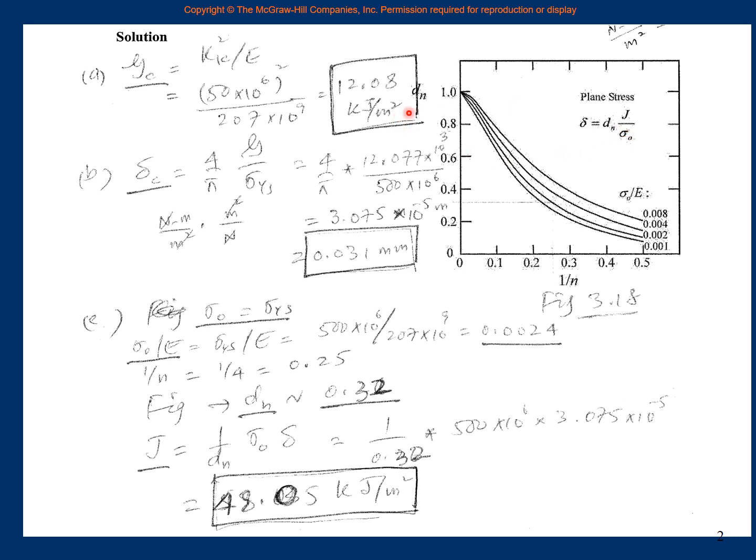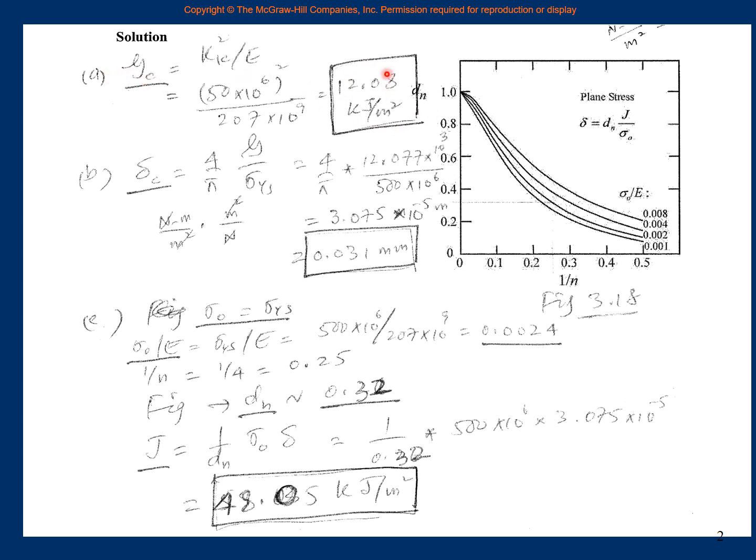First things first, in this EPFM part of the course, GC, the critical energy release rate, is K1C squared upon E. It was the same as earlier also in one case. So if K1C is given, then just take the square of this upon the square of this, and the value will be 12.08 kilojoule per square meter, right?